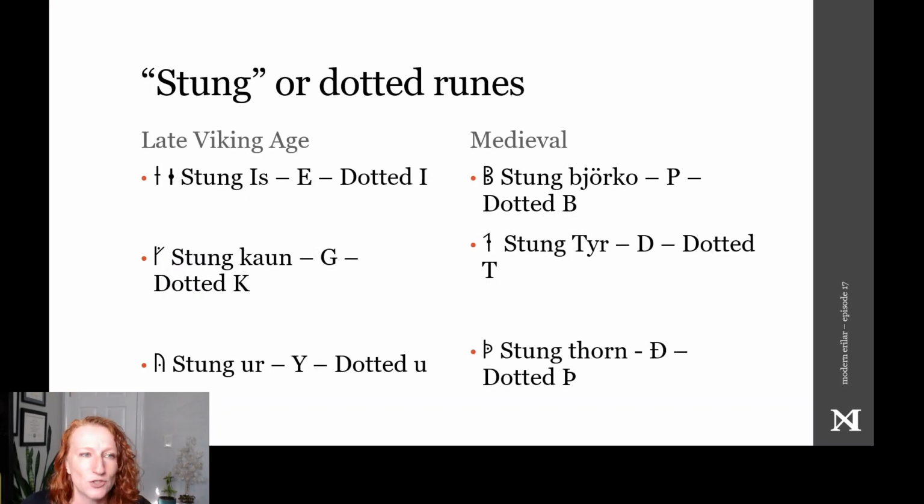One of the prominent features of medieval Futharks is the presence of stung or dotted runes, which I discussed extensively in episode 10. This development reintroduced distinction between voiced and unvoiced consonants within the written language that had disappeared with the pre-Viking transition from Elder Futhark to Younger. Stung runes first appeared during the Viking Age, though only stung is, stung kaun, and stung ur were used to any great degree before the medieval period.